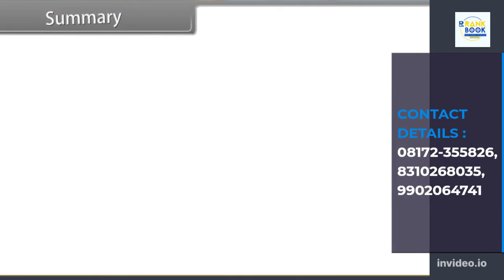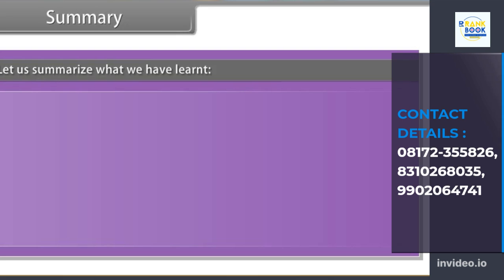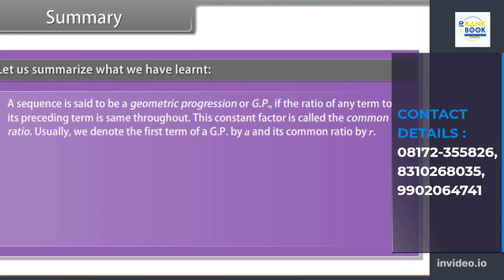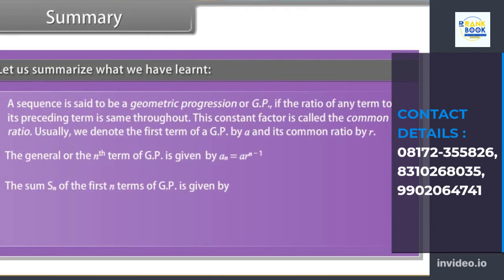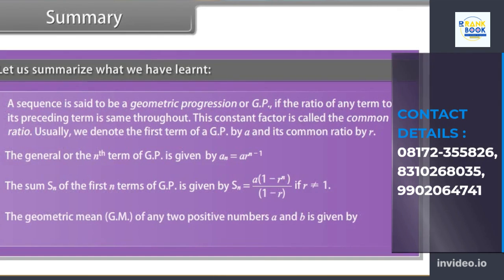Summary. Let us summarize what we have learned. A sequence is said to be a geometric progression or GP if the ratio of any term to its preceding term is same throughout. This constant factor is called the common ratio. Usually we denote the first term of a GP by A and its common ratio by R. The general or the nth term of GP is given by, the sum Sn of the first n terms of GP is given by, the geometric mean of any two positive numbers A and B is given by, that is, the sequence A, G, B is GP.